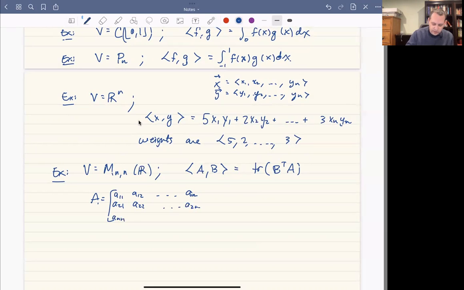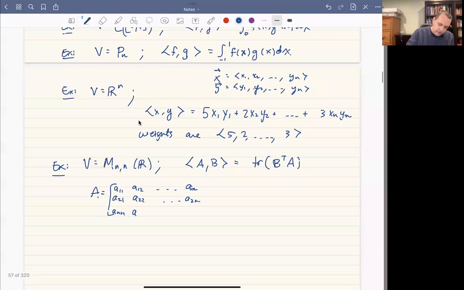Here I'm just using square. You don't even have to have square here. You can have any matrix that you want there. Anyways, A_n1, A_n2, all the way up to A_nn. And likewise for B, let's just write B like this. So this is B_ij, where i and j go from 1 to n.